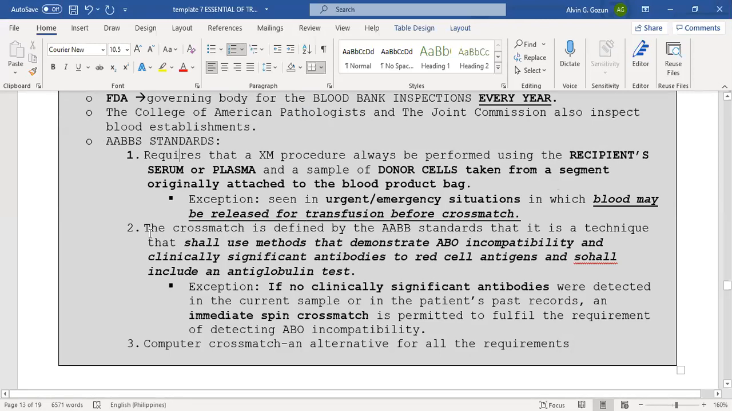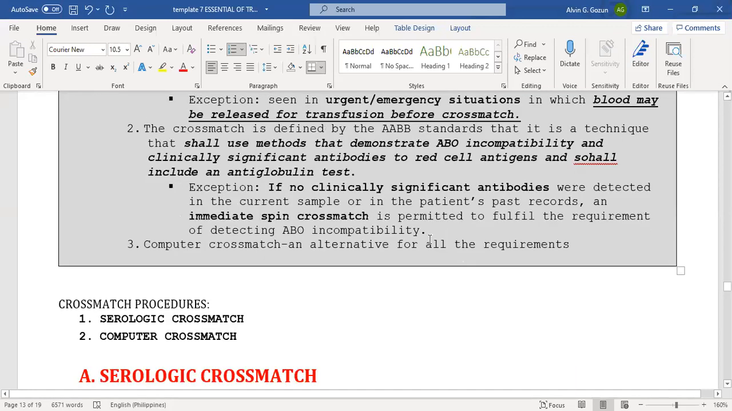cross-match. Number 2, the cross-match is defined by the AABB standards as a technique that shall use methods that demonstrate ABO incompatibility and clinically significant antibodies to red cell antigens, and shall include an antiglobulin test. Another exception: if there are no clinically significant antibodies detected in the current sample or in the patient's past records, an immediate spin cross-match is permitted to fulfill the requirement of detecting ABO incompatibility. Computer cross-match is an alternative for all the requirements.